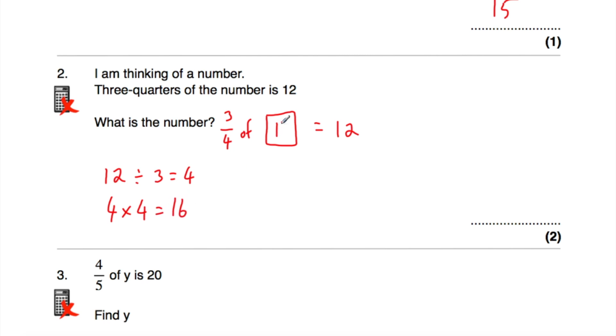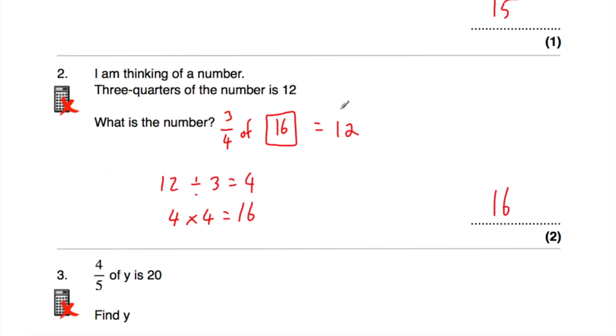So that means 3/4 of 16 is 12. And let's just check that. 16 divided by 4 is 4, and then times by 3 is equal to 12. So that's it. So our number would have been 16.